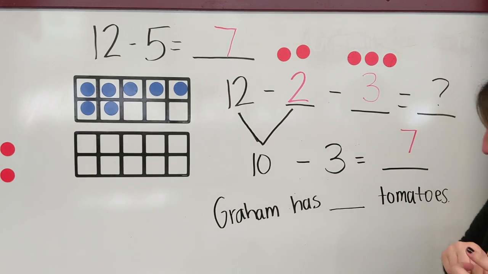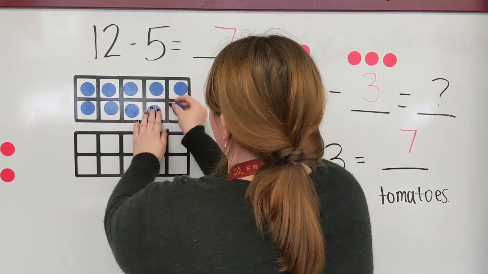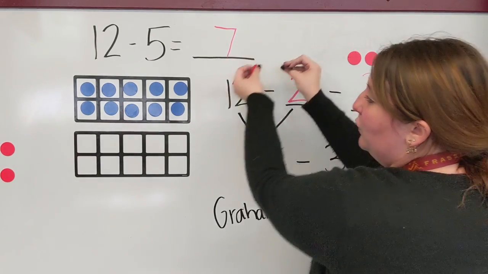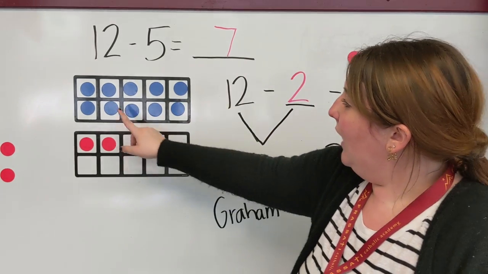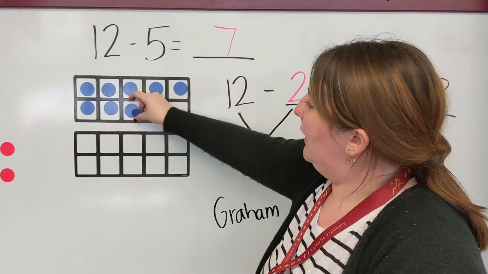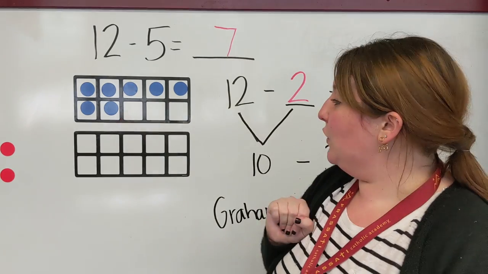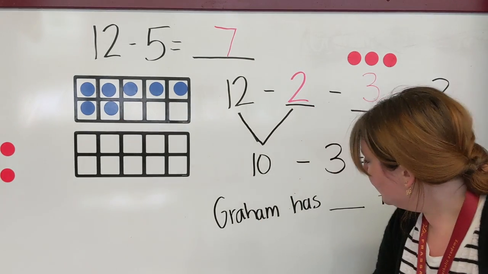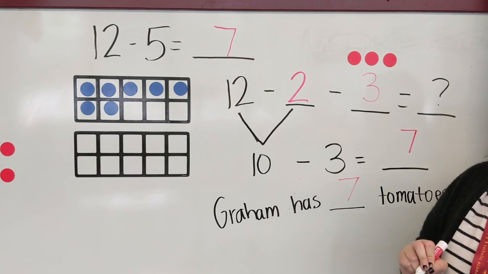And we can check our work. Let's add my circles back. We'll take my 2 to give us 12, and let's take away 5. 1, 2, 3, 4, 5. That leaves us with 7 blue circles. So now Graham has 7 tomatoes.